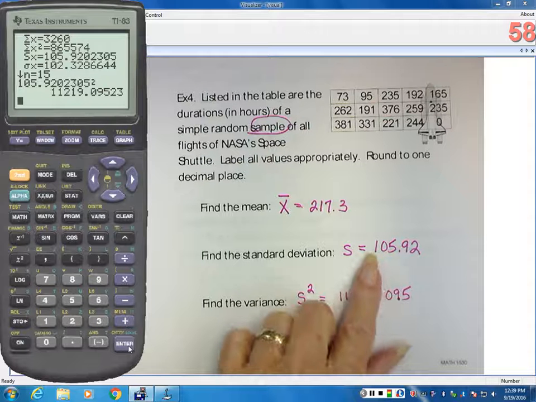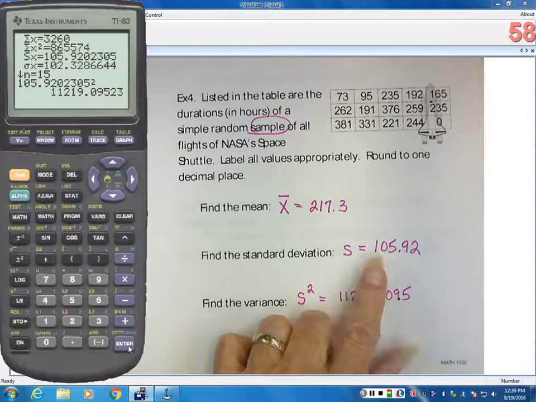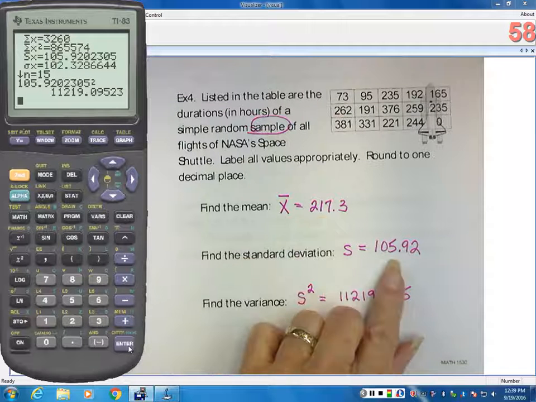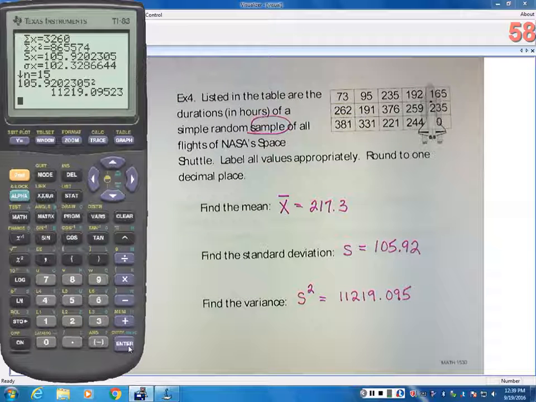This one, however, tells us that on the average, the individual space shuttle times varied from the mean of 217.3 by about 105.92 hours, because these are space flight times in hours. Okay?